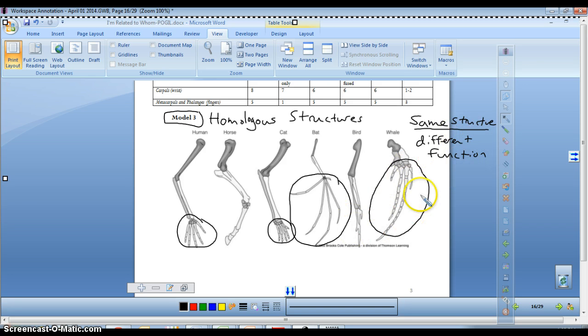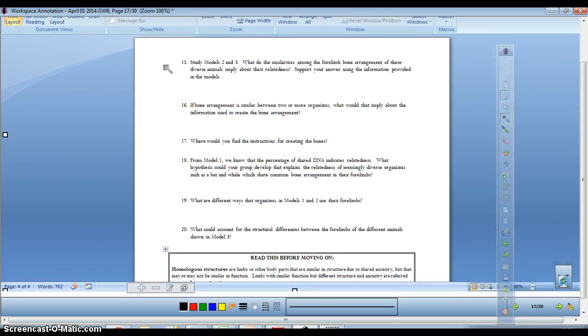The whale flipper has been evolved or adapted. Remember that adaptation is from evolution. So the whale flipper has evolved for swimming. The bat wing is adapted for flight. The cat paw is adapted for killing, and climbing and being sneaky. And the human hand is adapted for giving high fives and building computers.